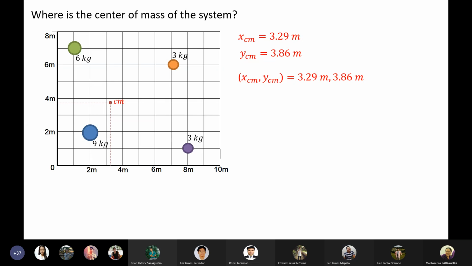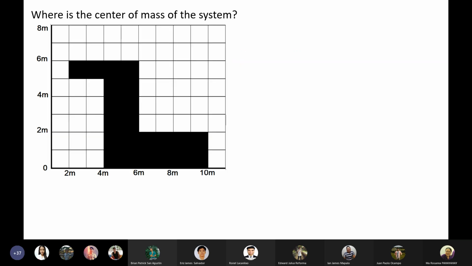Okay. So this is how to get the center of mass of masses. Okay. What if this is the system? Okay. So this is our, let's say, irregular object. Actually, mas mahirap pa dito. Pero i-discuss ko na yun sa engineering mechanics. So, mas mahirap na figure dito. For example, may square, may curve, may circle, and so on. Okay? So, for this one, we will have this type of system.